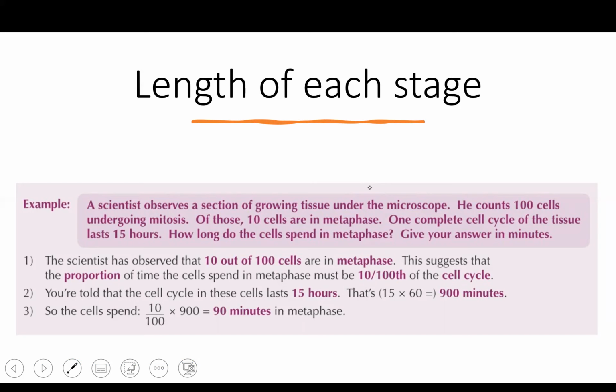So let's look at the information that we've got. So the scientist has observed that 10 out of 100 cells are in metaphase. So this would suggest that the proportion of time the cells spend in metaphase must be 10 hundredths of the cell cycle. You know that the cell cycle in these cells lasts 15 hours. So 15 times 60 would give us 900 minutes because we need to give our answer in minutes. So we need to find 10 hundredths of 900 minutes, which would be 90 minutes. So we would then say that the cells spend 90 minutes in metaphase.